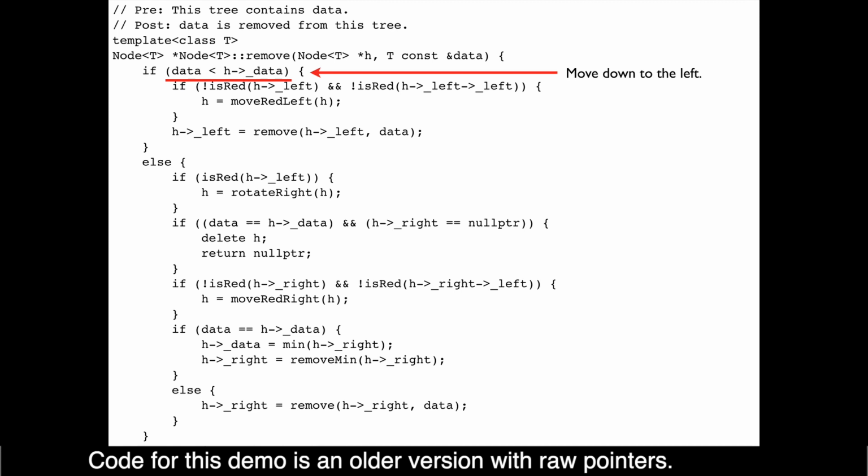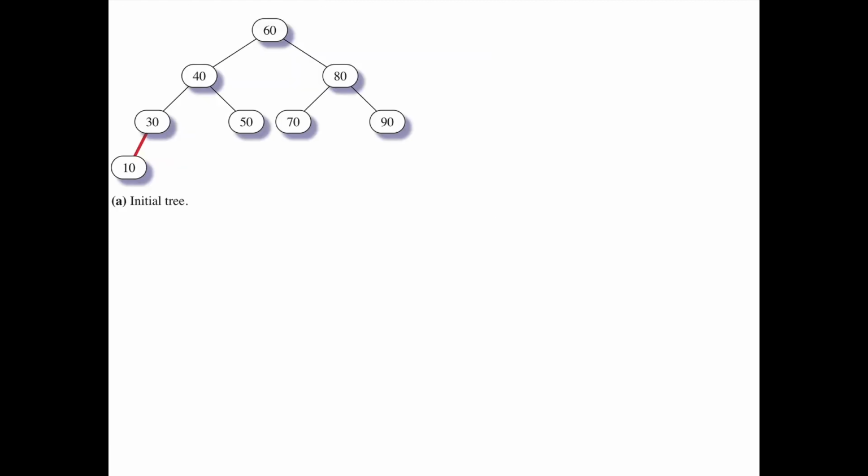So here we see when we first call the node version of remove, when we're at 60, if data is less than h arrow data, and it is, because the 50 is to the left of 60. So what is the if statement in this case? If we have two black lefts in a row, then we do h gets move red left, and then remove gets called recursively. So let's see what happens if we do move red left.